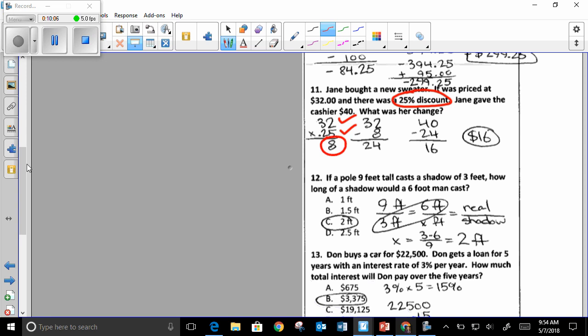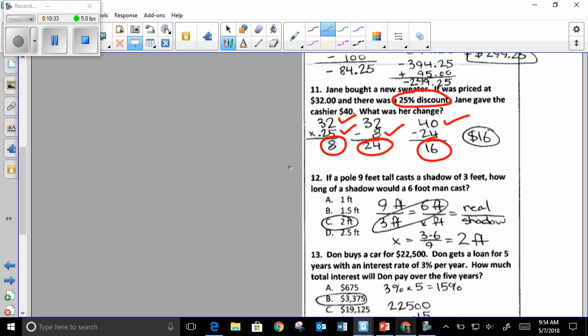Is $8 the price of the sweater? No, that is the amount you're taking off here. So the total price is $24. And then it says Jane gave the cashier $40. What was her change? So look how many steps this took. It wasn't really what was the final price of the sweater. They asked you what is the change she received?